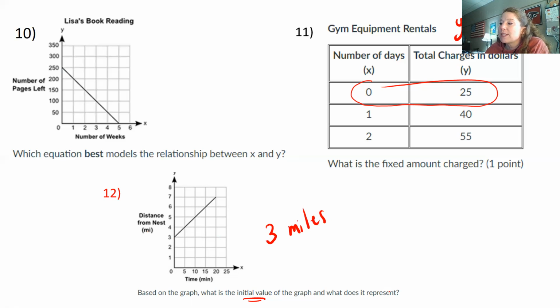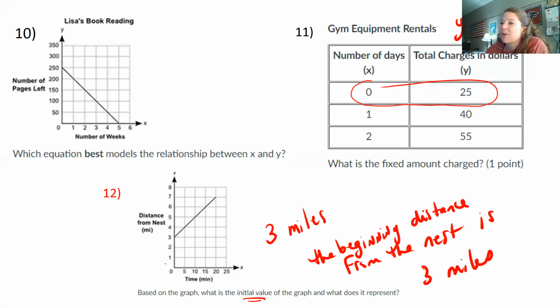And what does it represent? The beginning distance from the nest is 3 miles.